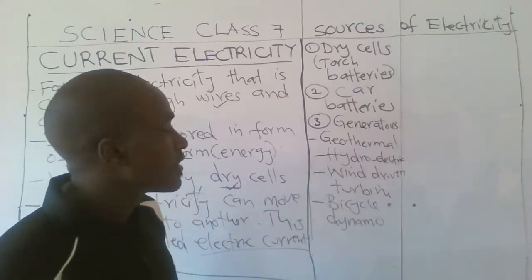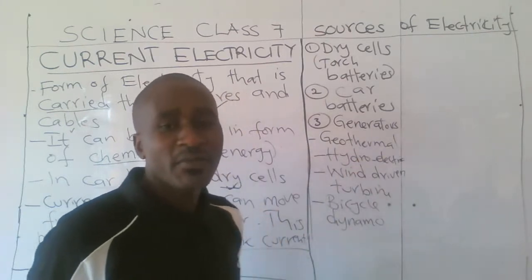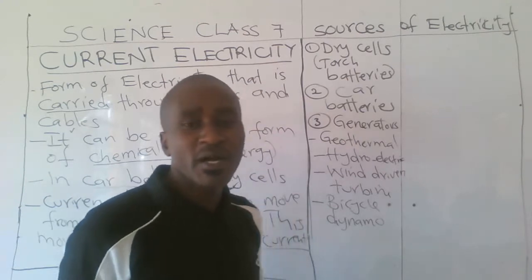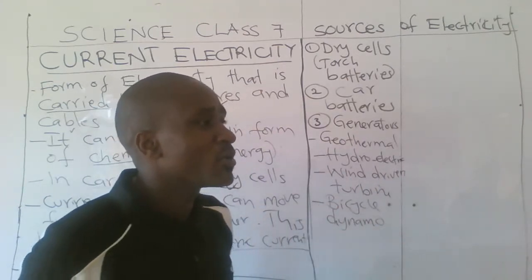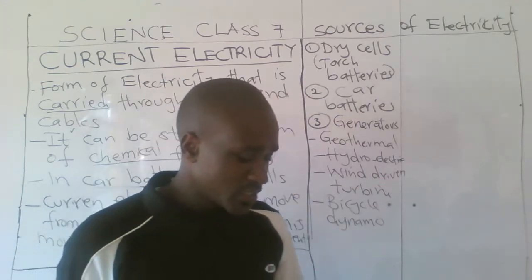Hydroelectric generator is driven by water. Geothermal generator is driven by heat from the ground. Wind driven turbine is driven by moving air, which is wind. Or we have the bicycle dynamo, which is a small generator.